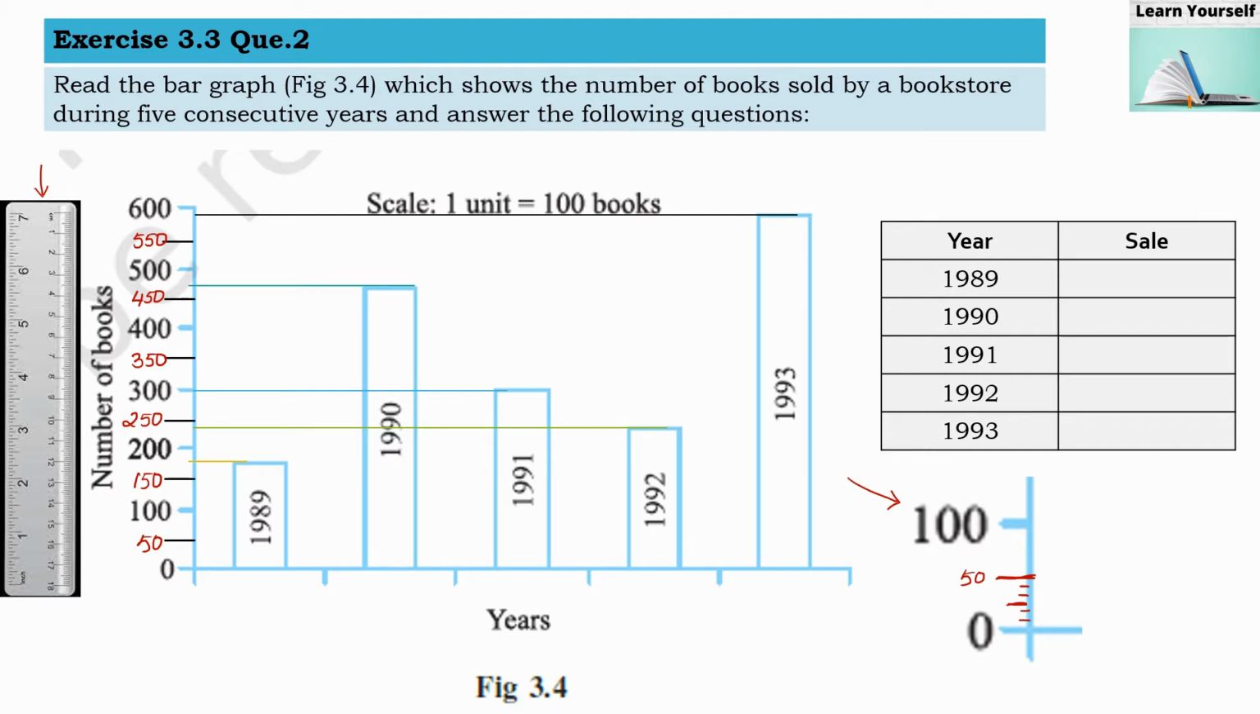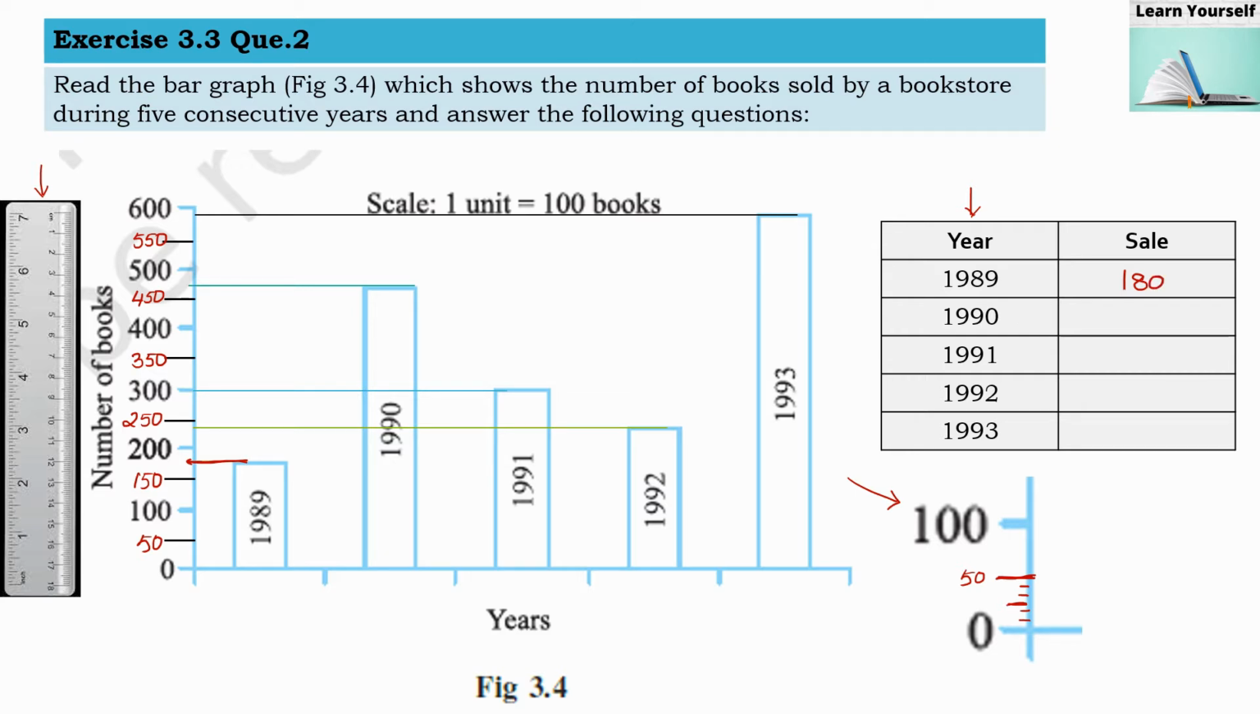So let us first take the value for the year 1989. So that bar ends over here. As you can see, I have drawn a line over here and it is coming just in between 150 and 250. So 150 plus 30 I am taking because it is a little towards 200, as you can see. So 150 plus 30 will give me 180 books sold in 1989. So here I am going to write 180 books sold.